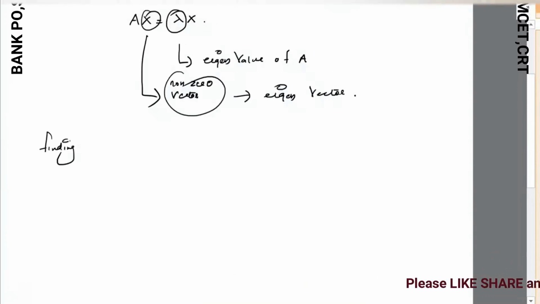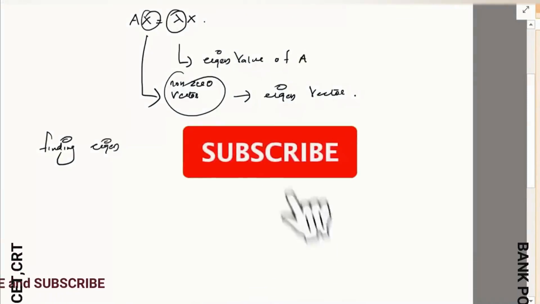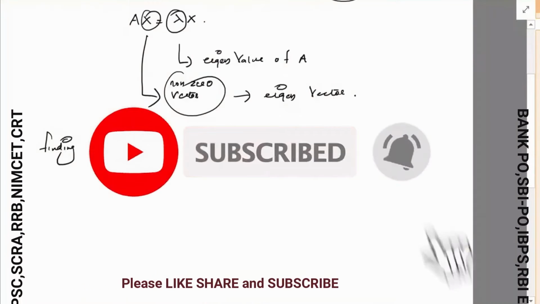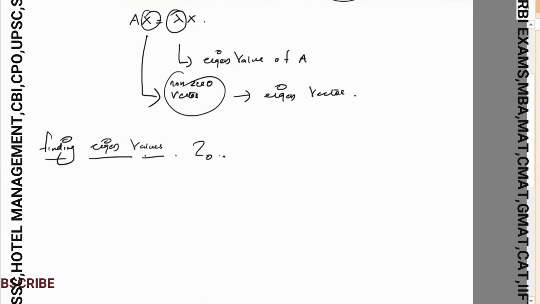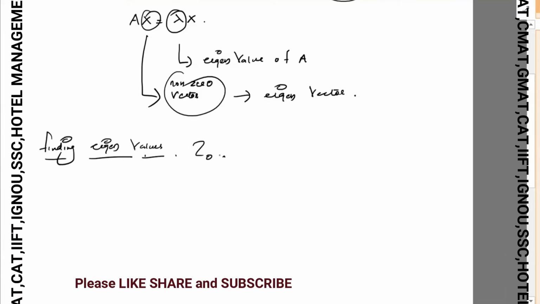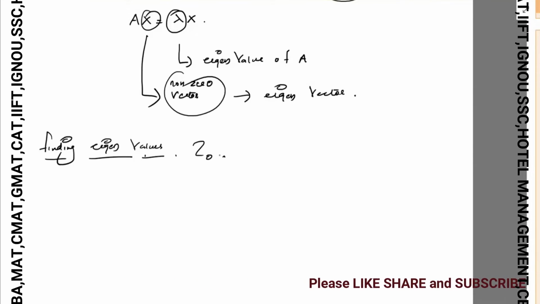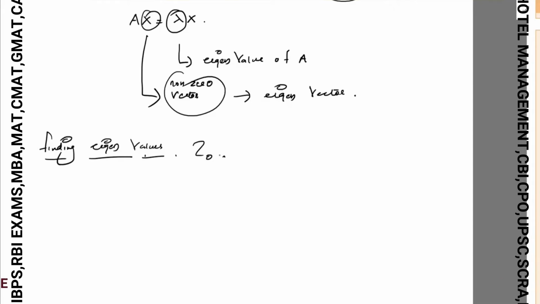Next thing is how can we find out the eigenvalues of a square matrix? Suppose that we are given a square matrix. How will you find the eigenvalues of that square matrix?